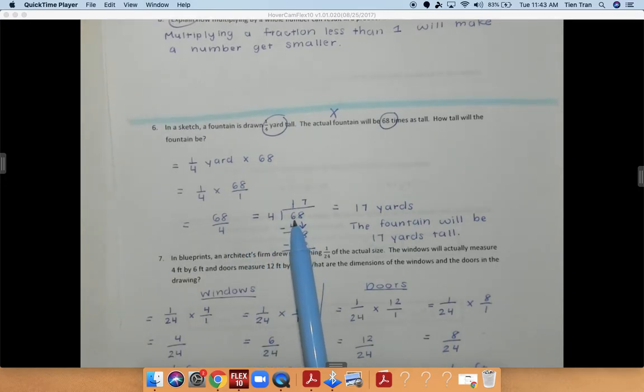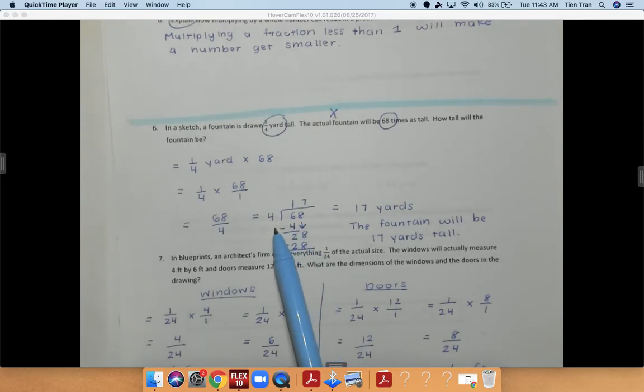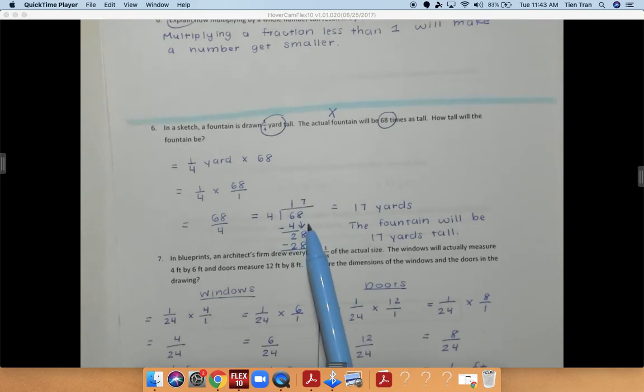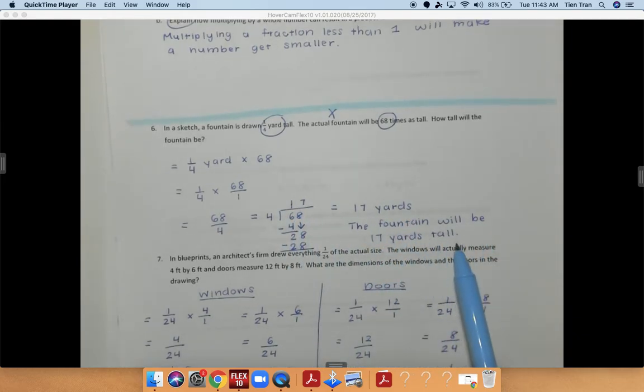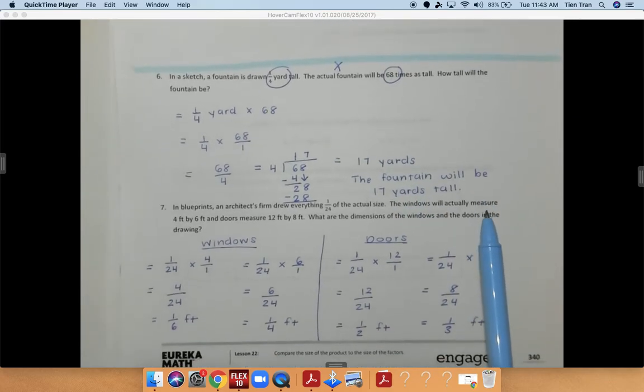4 can go into 6 one time. 6 minus 4 is equal to 2. Bring down your 8. 4 can go into 28 7 times. So I have 28. 17 yards is how tall the fountain will be in person.